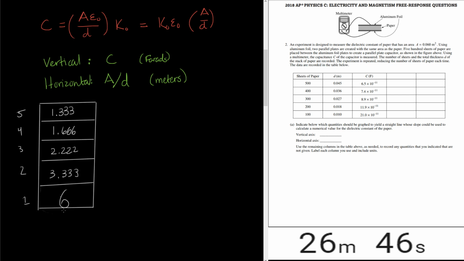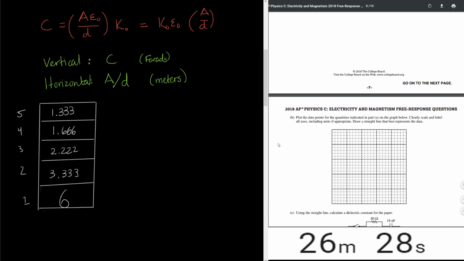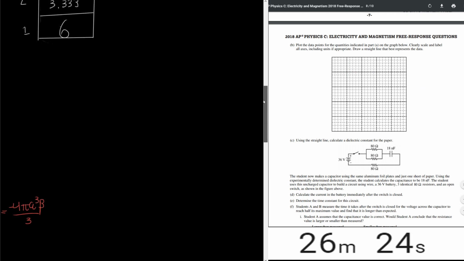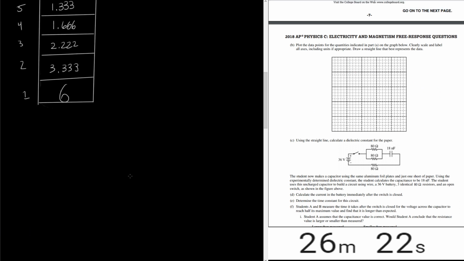Now that's odd. It almost seems logarithmic. But the capacitance is changing like that also. So we should be good. All right. Use the remaining columns of the table. So we're done with part A. Part B. Plot. Plot, plot, plot. Let us make a nice plot.